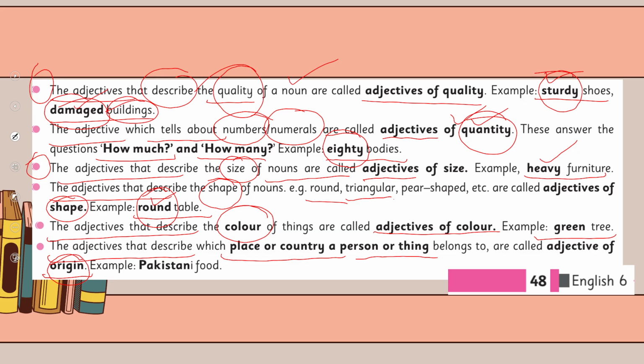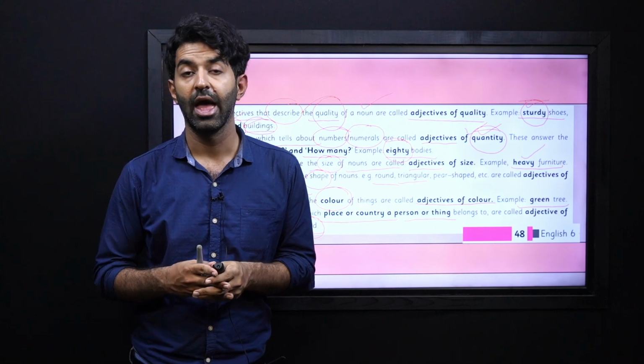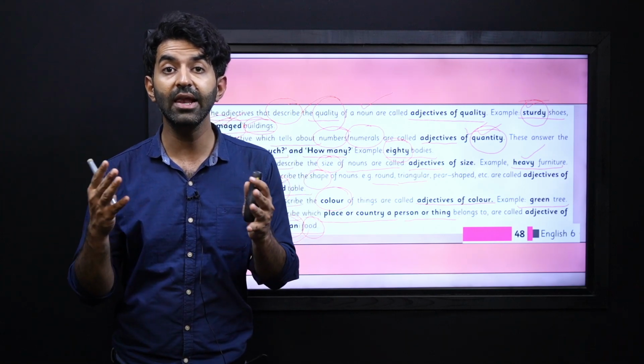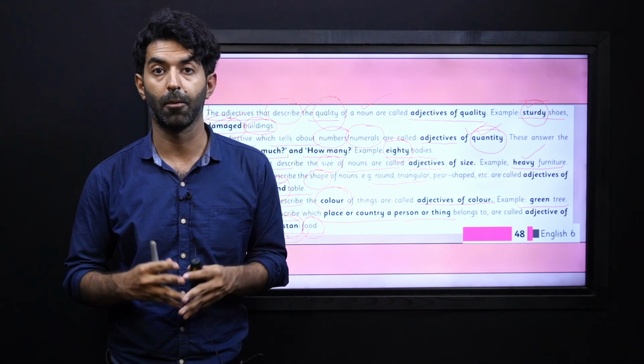For example, Pakistani food. The food is coming from where? The food is of Pakistan. The origin of the food is Pakistani. So we can say that here the word Pakistani is an adjective of origin. It is telling us where something is coming from.